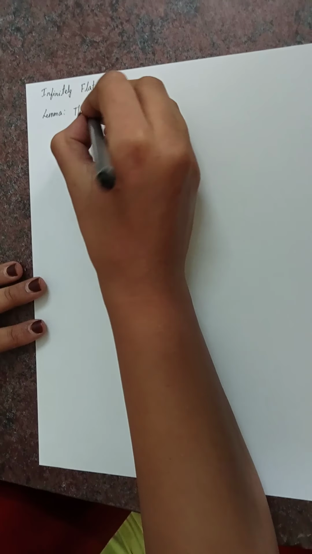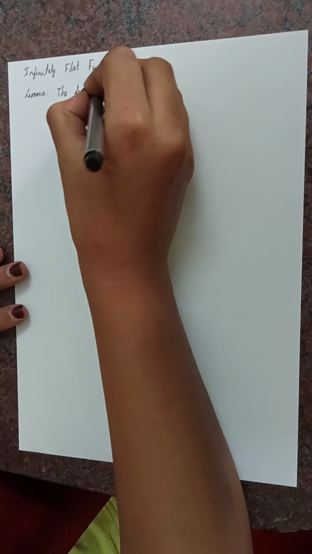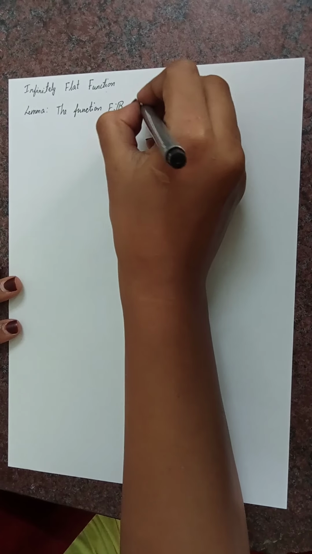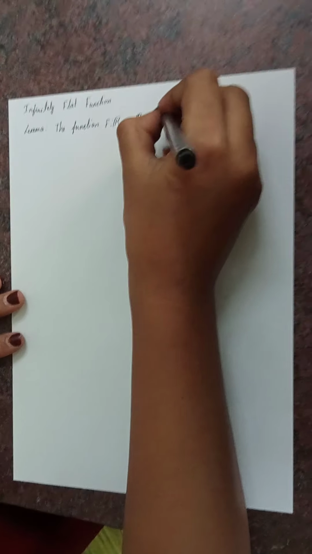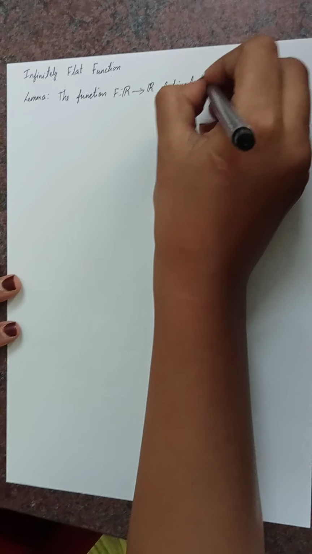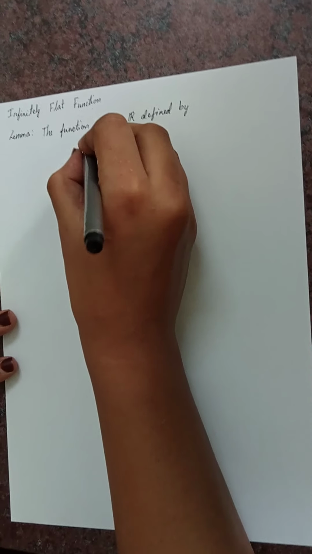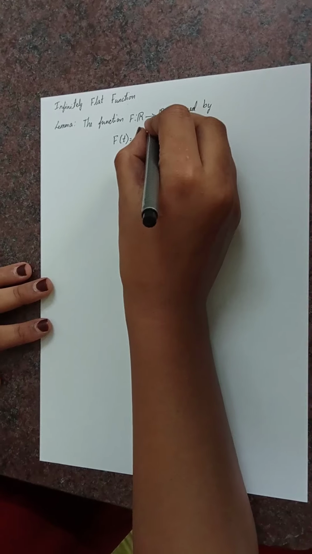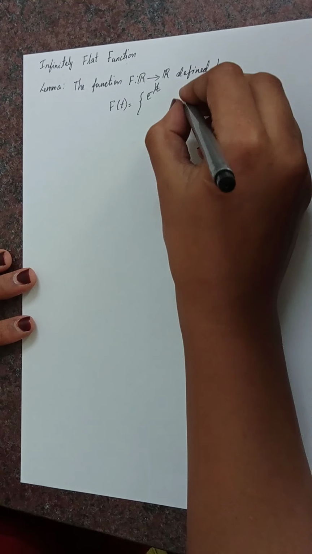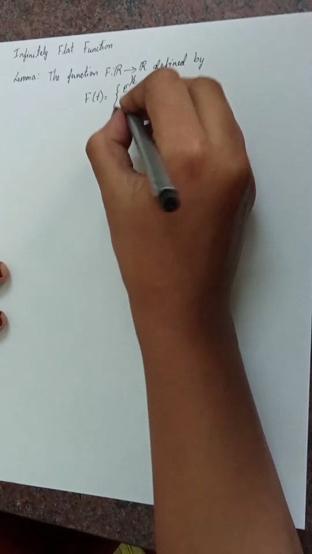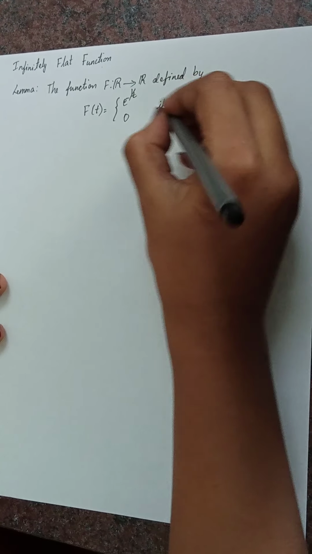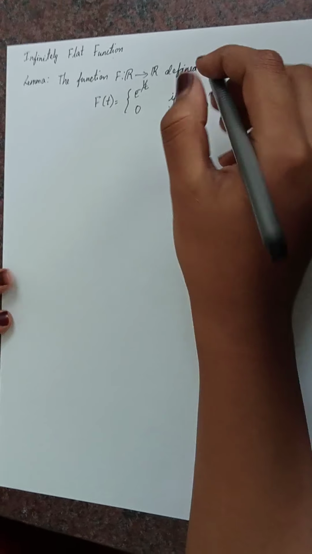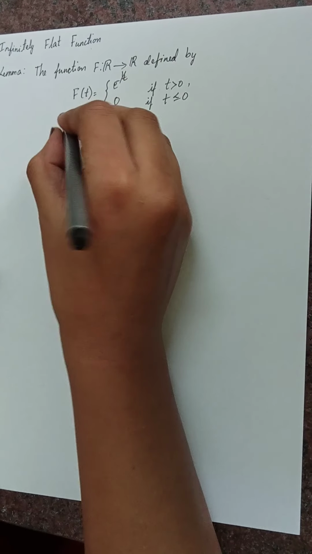The function f from real numbers to real numbers defined by f of t is equal to e power minus 1 by t if t is greater than 0 and 0 if t is less than or equal to 0 is smooth.